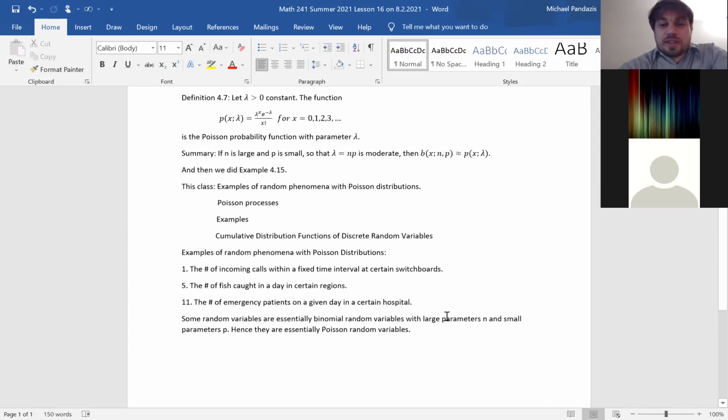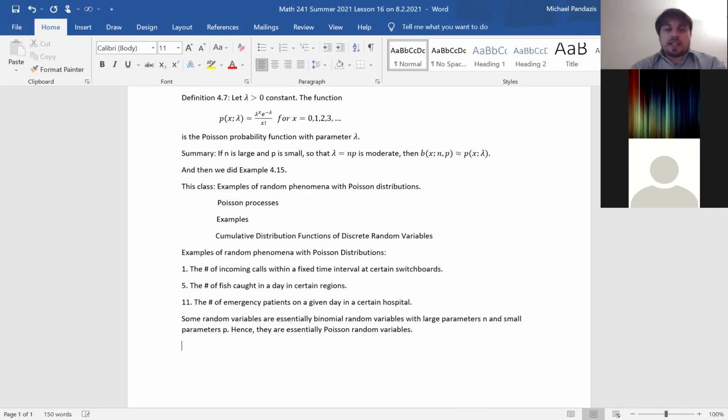Previously we said that if little n is large, and you have a small parameter little p, so that lambda, which equals n times p, is moderate, then the binomial probability function is approximately the same as the Poisson probability distribution. And so if you have a random variable that's very close to a binomial random variable, where it meets the conditions of this statement, then if it's very close to this, and this is very close to this, it's essentially a Poisson random variable, okay? So the way we get this statement is from this one, okay?